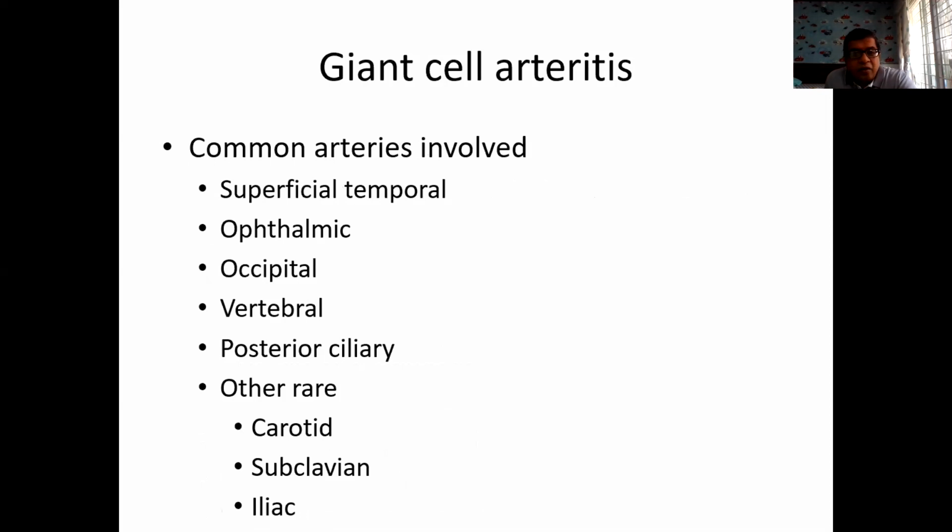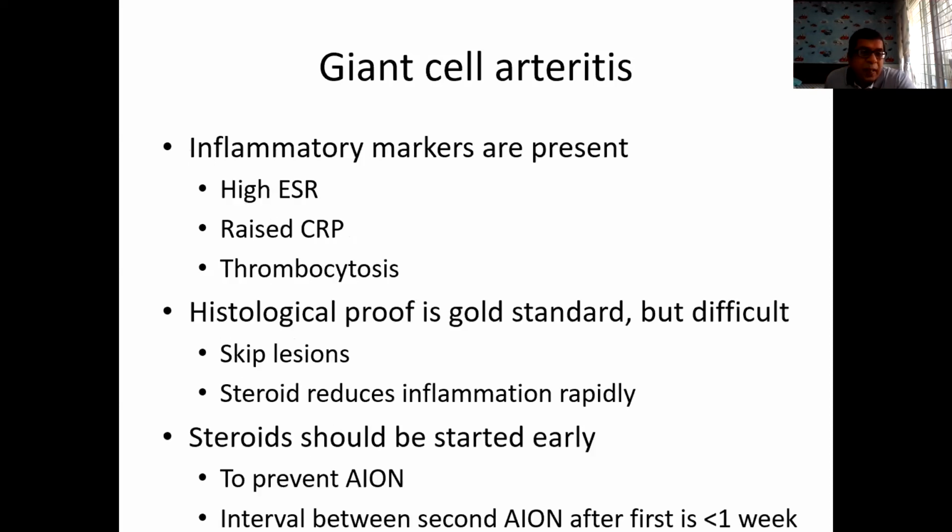The common arteries are involved. The commonest artery is the superficial temporal, but actually the dangerous arteries are the ophthalmic arteries, the posterior ciliary arteries, and sometimes the intracranial arteries like the carotid arteries and the vertebral arteries, which can produce strokes or ischemia of the optic nerve. So the disease is usually diagnosed with the help of the superficial temporal artery, but the other arteries are more important because they can produce more devastating features.